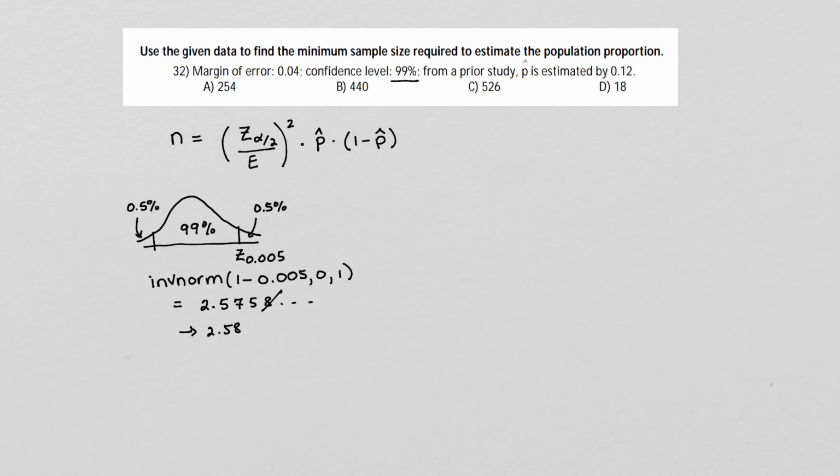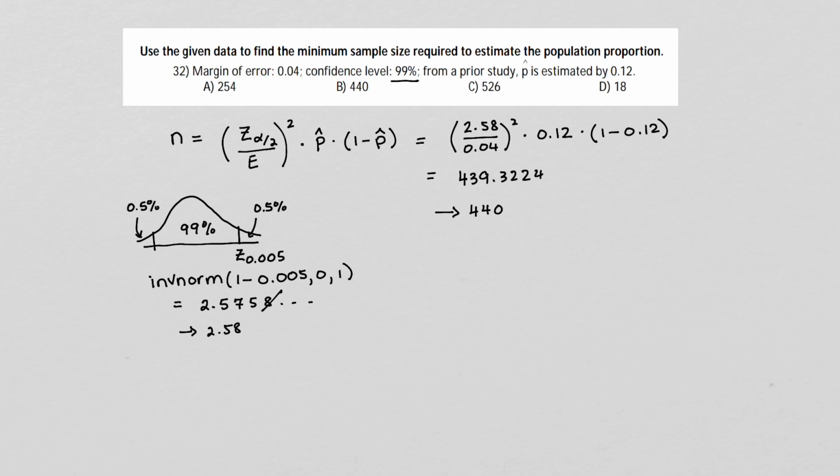And so now I'm ready to plug this into my formula. As I said, I'm using 2.58 just to get the result that I have here. And margin of error is 0.04, and I would square that, multiply by 12%, and then 1 minus 12%. And when I put that into the calculator, I get 439.3224, so this would become 440.